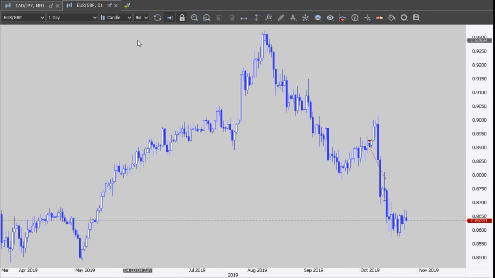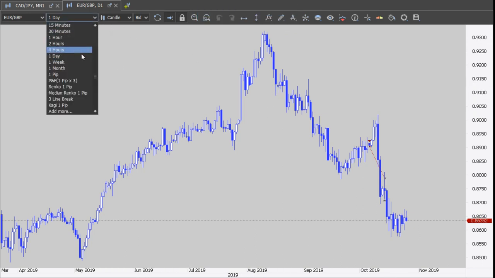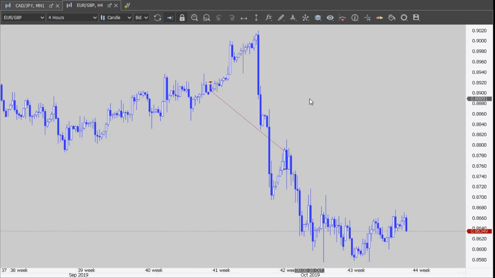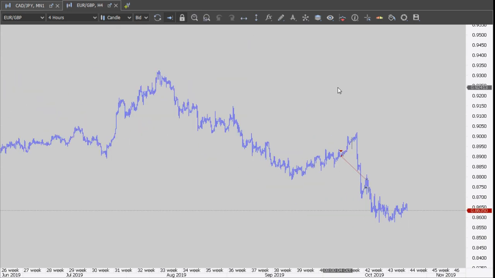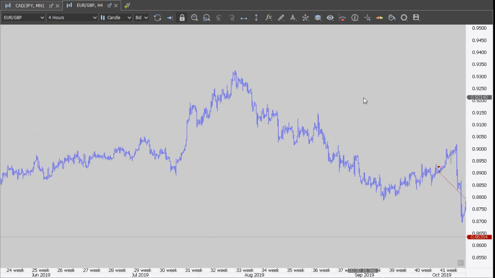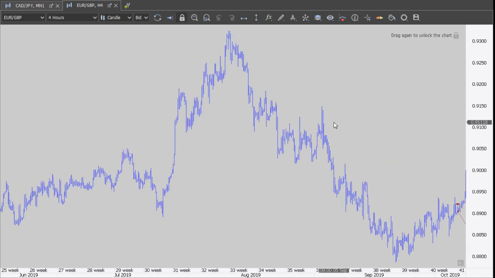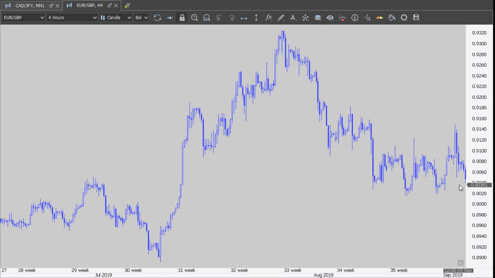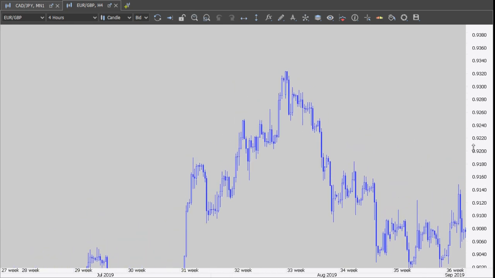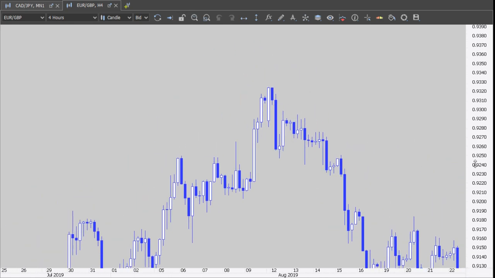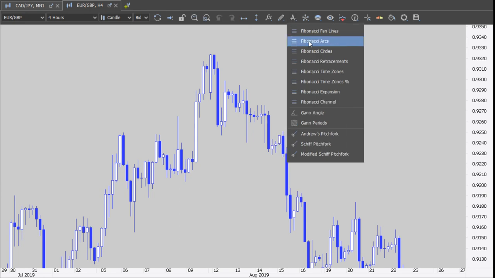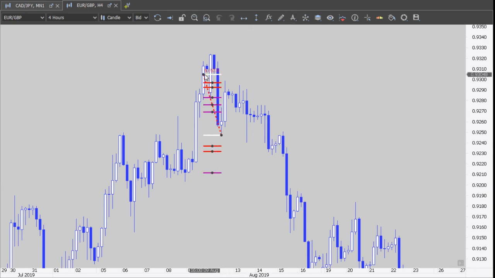Euro GBP daily chart and Euro GBP 4-hour chart. Let's see, 4-hour chart. What's the time? We have 10 more minutes. Let's draw the original Fibonacci quickly. A to B.